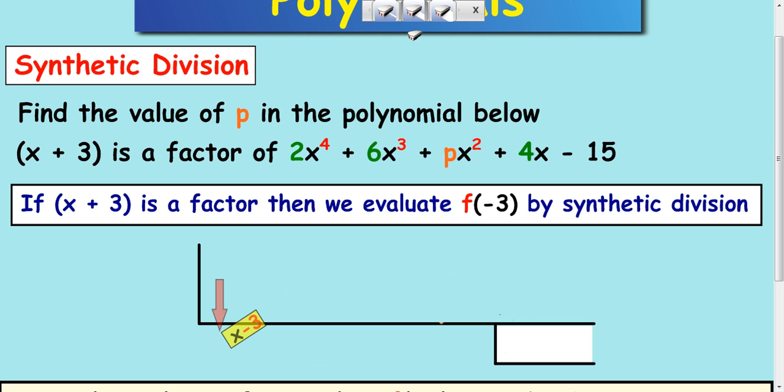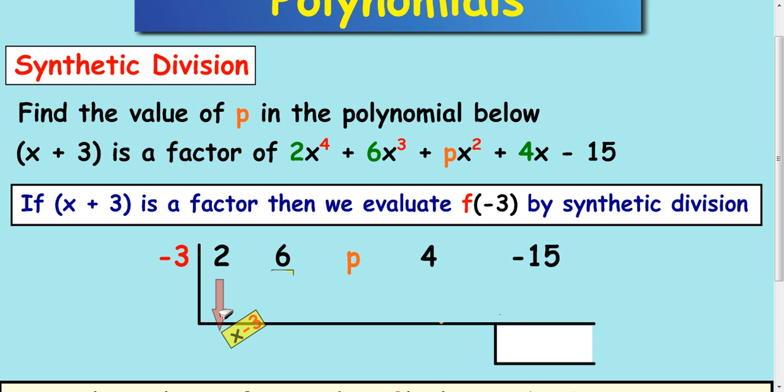So let's start with the same process as we did before. Put our negative 3 here and put our coefficients down in the synthetic division table. So first one's 2, then we've got a 6. In this case, in front of the x squared, we've got a p, so we put a p down. Then we've got a 4, and then we've got a negative 15 at the end.